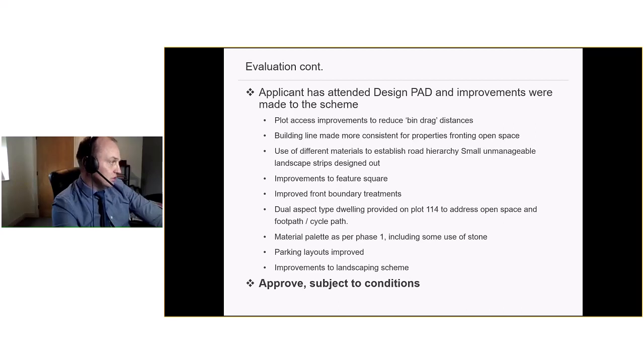For the main spine road through the site, we tried to design out lots of frontage parking, which can look a little bit unsightly, and bring the properties where possible close up to that main road to give that positive frontage. And then just some general improvements to the landscaping scheme, which is largely around those boundary treatments and some of the tree planting within the plots. So in summary, the recommendation is to approve the scheme as submitted, subject to the conditions that are detailed in the main report. Thank you, Chairman, and I'm happy to answer any questions.